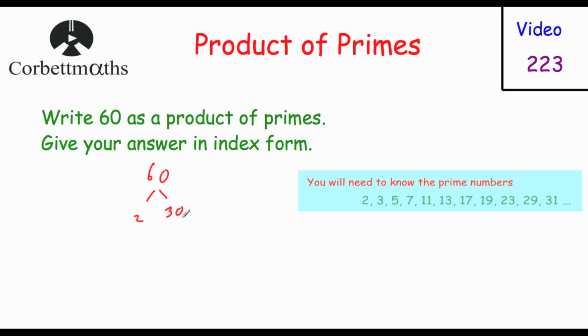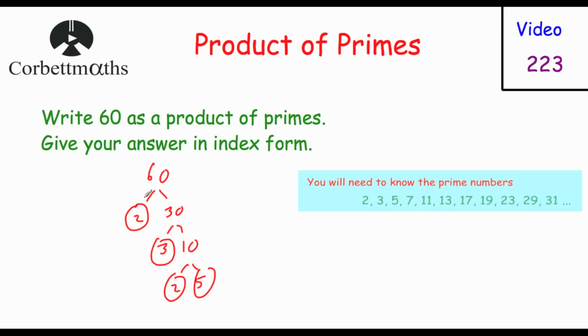Now we look and see if either of these numbers are prime, and 2 is prime, so I'm going to circle it, but 30 is not prime. So what I'm going to do is think of two numbers that multiply together to give me 30. So 3 times 10. Now 3 is prime, so I circle it, whereas 10 is not. So I'm now going to think of two numbers that multiply together to give me 10, and that's going to be 2 times 5. Never choose 1 and the number itself because you don't get any further. So 10 would be 2 times 5, and let's circle them. And that's it, we're finished.